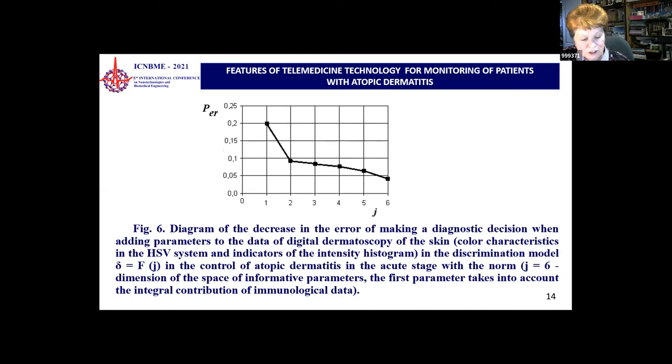This allows using the digital dermatoscopy method independently for express diagnostics of atopic dermatitis without waiting for the data of immunological studies or blood serum. Of the features determined from the image intensity histogram, the contrast index, in fact the width of the image intensity histogram, plays a significant role, reducing the error probability by 0.04 at once. The value of the largest local maximum reduces the error probability to 0.14 additionally.